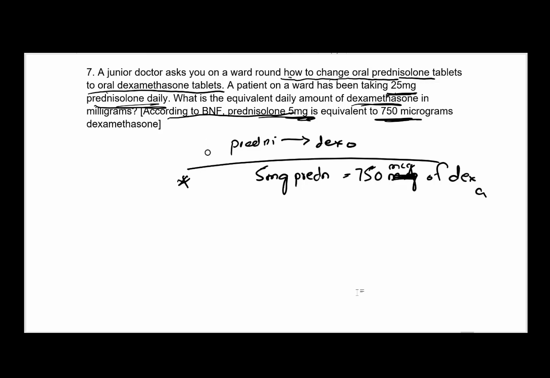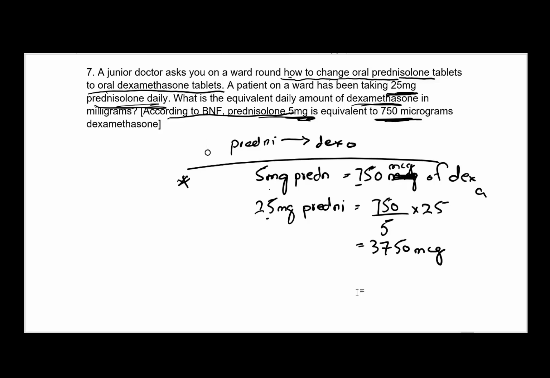The patient was taking 25 milligrams. So 25 milligrams of prednisolone will be equal to how many mcg of dexamethasone? The way, as I said, is to divide this by this, so it's 750 divided by 5, times this, 3,750 mcg.